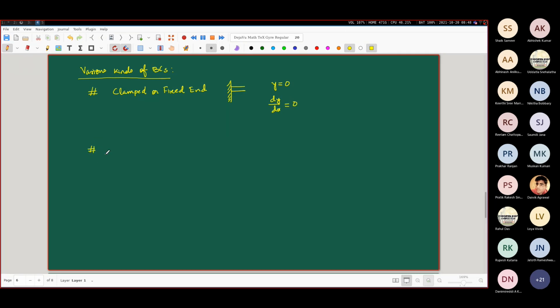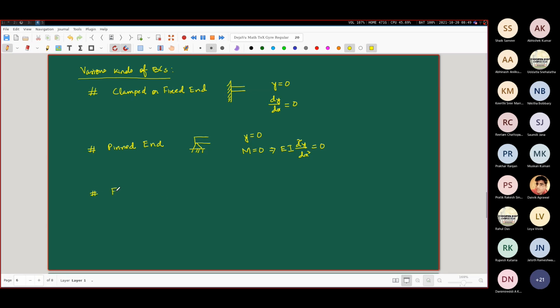Next, pinned or hinged end. So it's like that. And for this, I have y equal to 0 and M equal to 0. And this M equal to 0 translates to EI d²y/dx² is equal to 0.